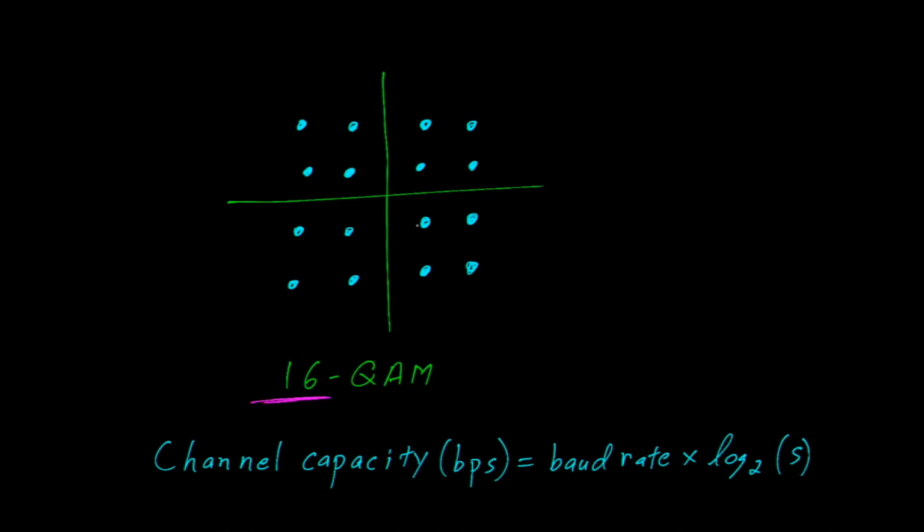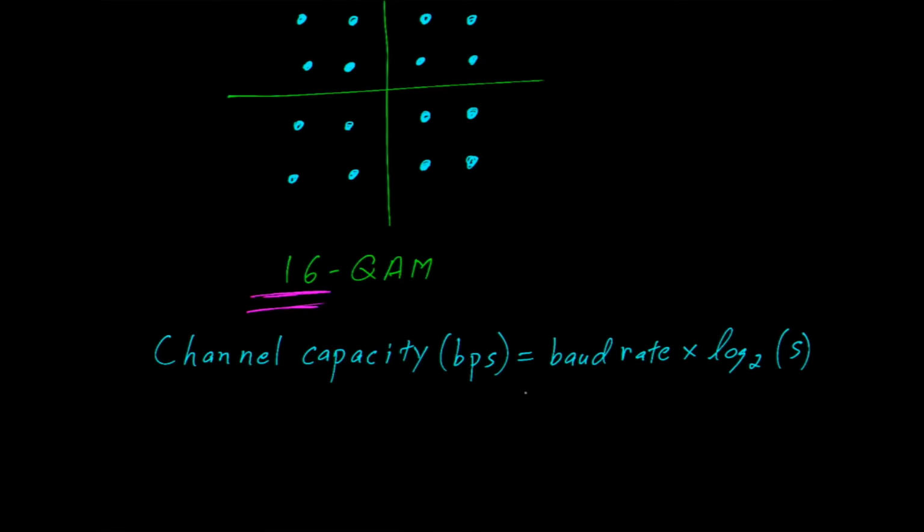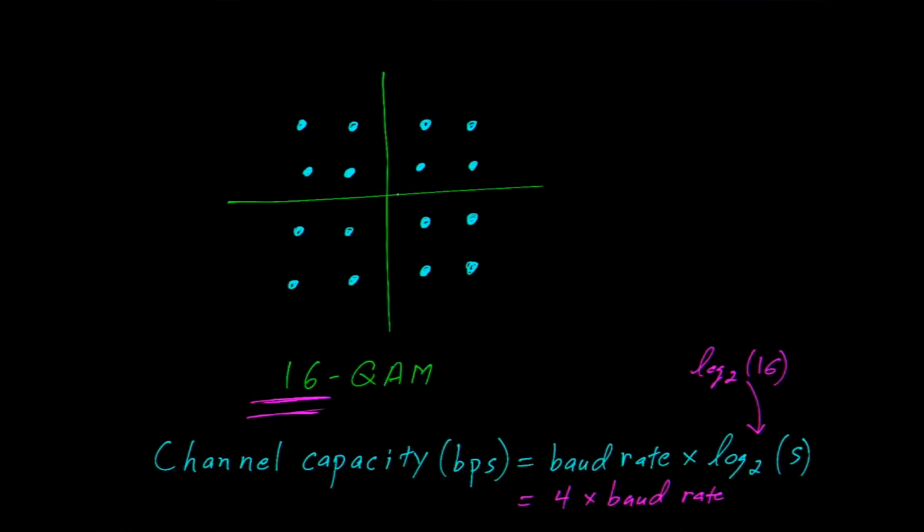So at any particular time, this vector will point to one of the dots. It will stay in that position for the time defined by the baud rate. Because there are 16 unique symbols, the channel capacity is 4 times the baud rate, because log base 2 of 16 is equal to 4. In our previous discussion, we implied that the channel capacity could be increased by adding additional points. In an ideal world, this would work. But we don't live in the ideal world.